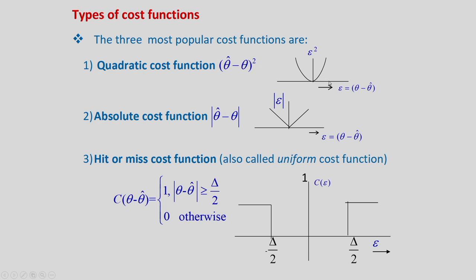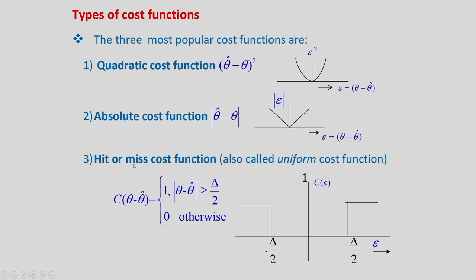So, if we plot it, suppose this axis is epsilon, equal to theta minus theta hat, the error, and this side is the cost function. If we put epsilon square, that will be a parabola. This is the quadratic or square error cost function. Absolute cost function: instead of considering the square, we can take the absolute value of theta hat minus theta. Then we get this cost function as plotted here. Actually, it is a plot of mod of epsilon. So, there will be two lines like this.